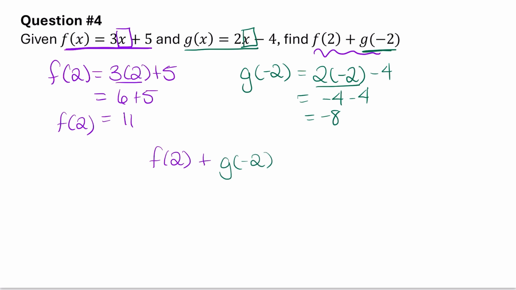Okay, so f of 2 I already found is 11, and then I add it to g of negative 2, which is negative 8. 11 plus negative 8 is going to be 3, and that is now my final answer.